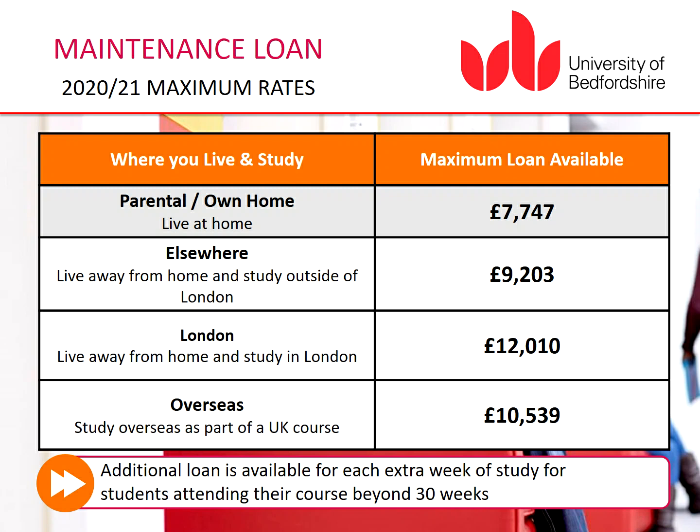Now these loan figures here are based on an academic year of 30 weeks. We are aware that some courses will be longer than 30 weeks and your loan will be extended on a pro rata basis. These figures are also based on a household income of up to £25,000 per year. Where household income is above this figure, the amount of maintenance loan you receive will start to decline. There is an excellent student finance calculator that you can use on the Student Finance website.